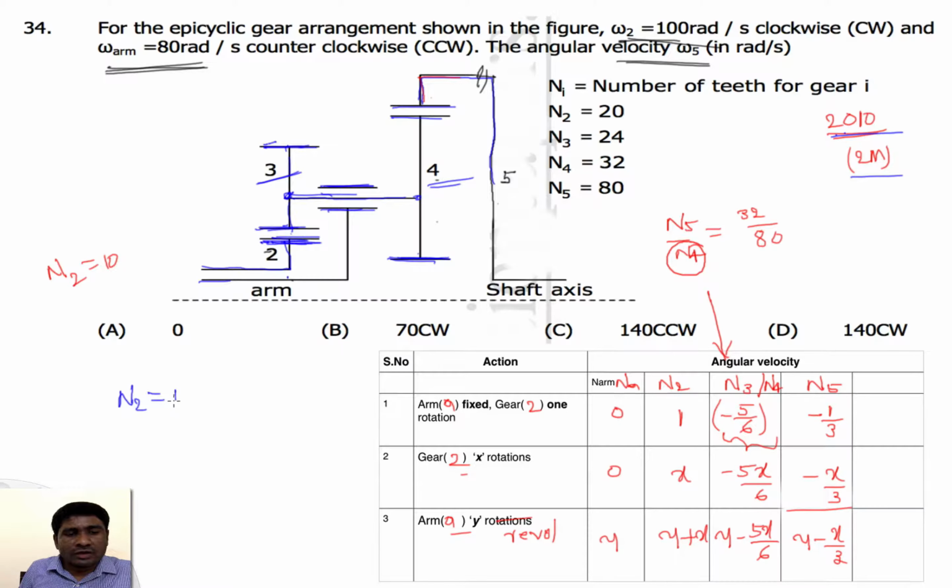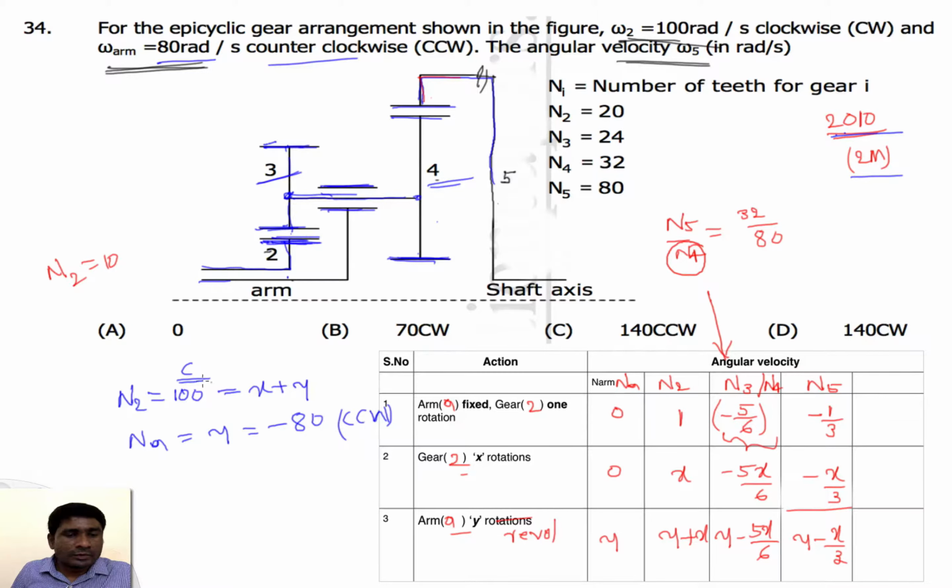N2 equal to 100, that is in the clockwise direction. So we are taking clockwise direction as positive here. So what is the N2 here? That equal to x plus y. And N arm is given 80 in the counterclockwise direction. So N arm equal to y equal to minus 80, because this is the counterclockwise direction.